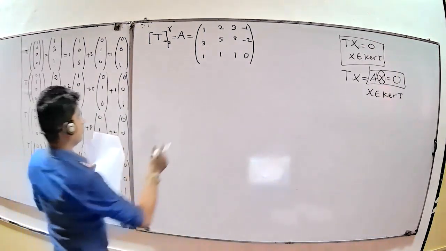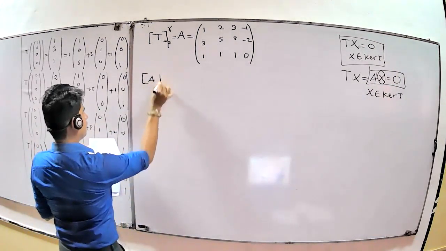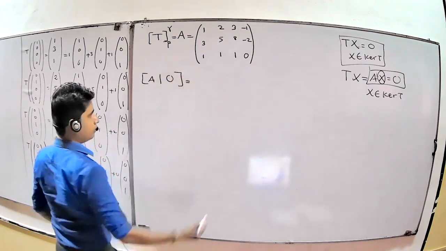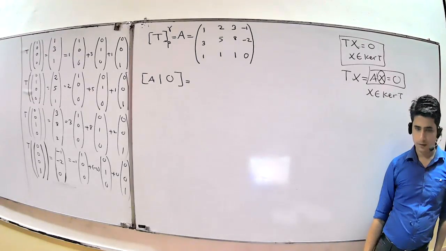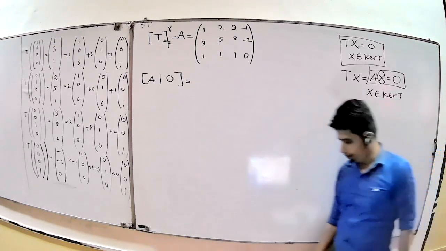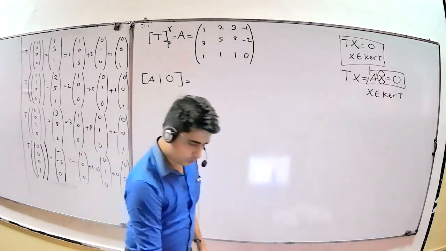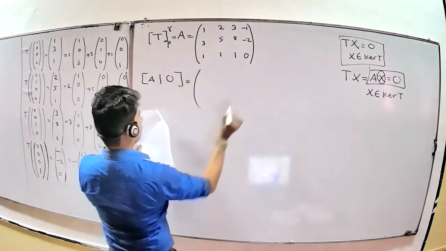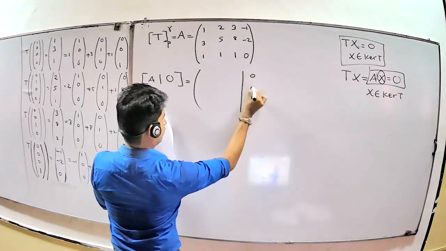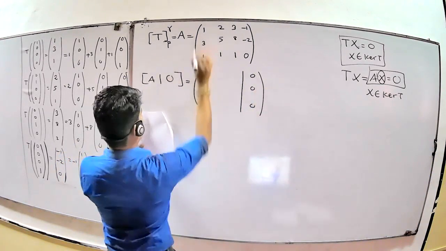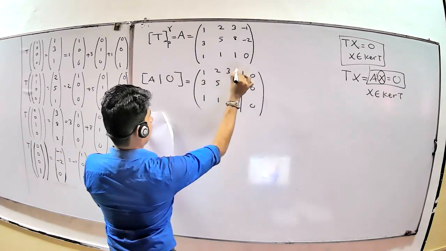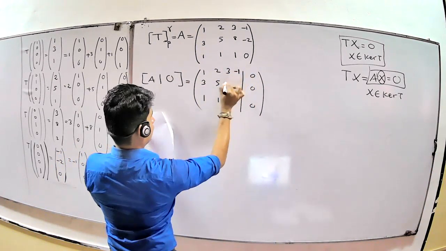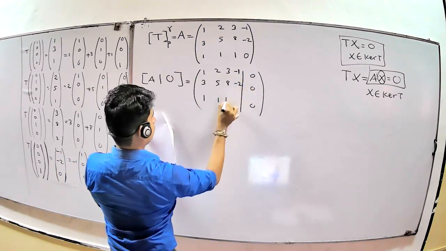First, you put the augmented form for this part like this. Your b values are all 0. Now your A is this one: 1, 3, 1, 2, 5, 1, 3, 8, 1, -1, -2, 0, with the augmented column 0, 0, 0.